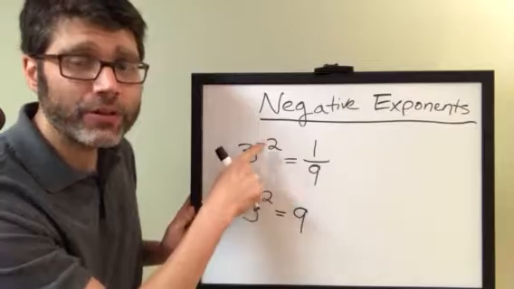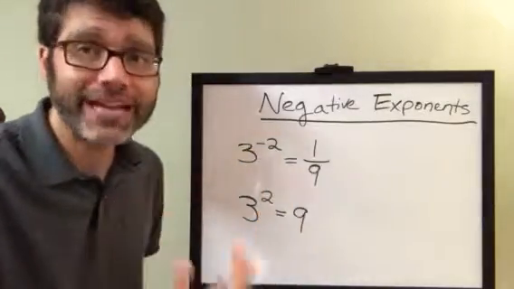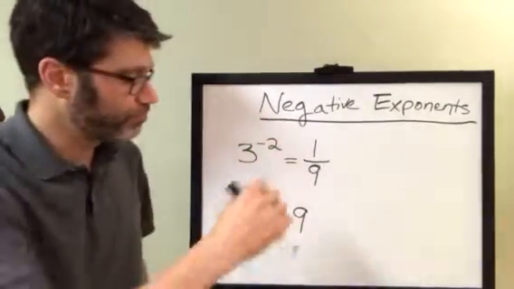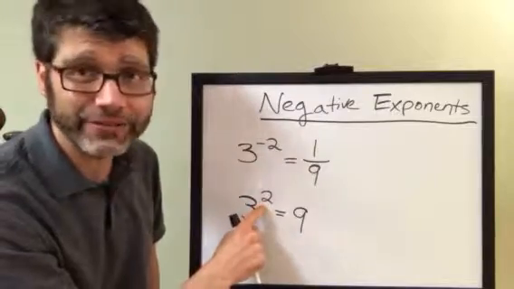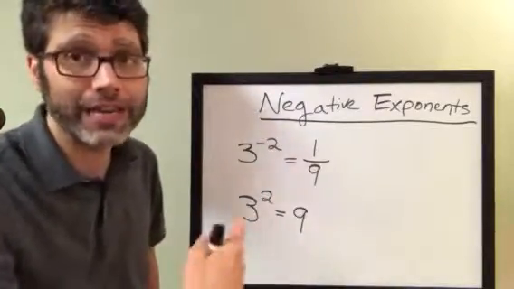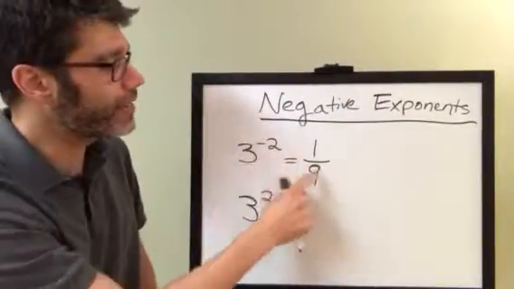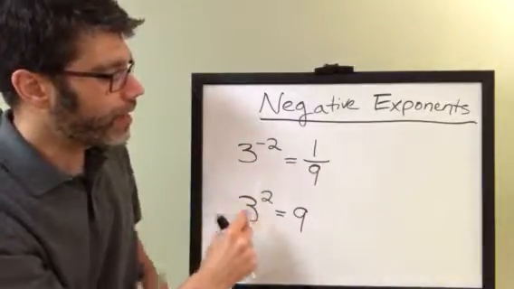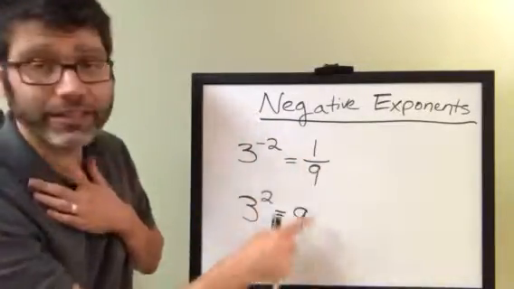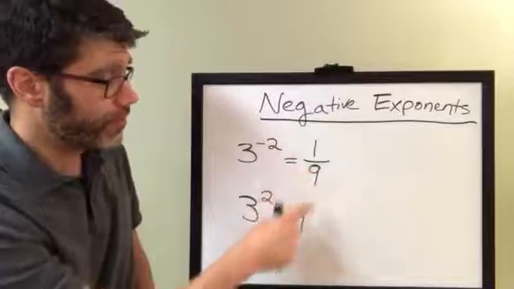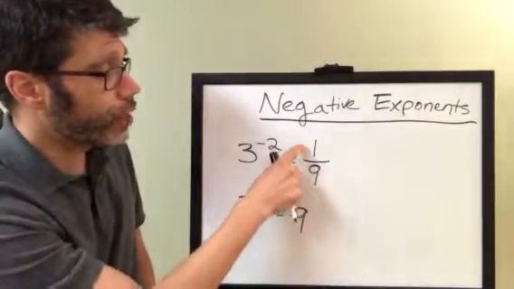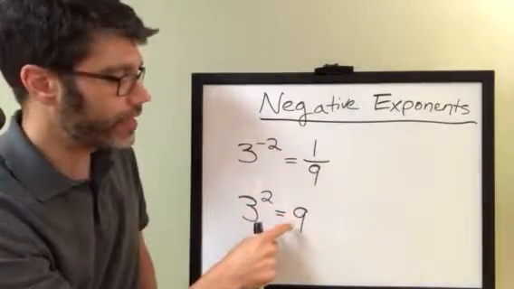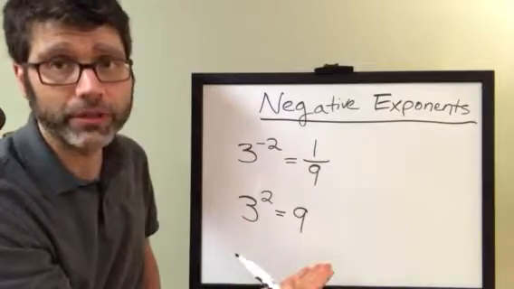A negative exponent means that we're dividing. It's repeated dividing. Whereas here, a positive exponent is repeated multiplication. So that's why there are 9s in common in both of these. But here it's 1 over 9, and here it's just a whole number, 9.